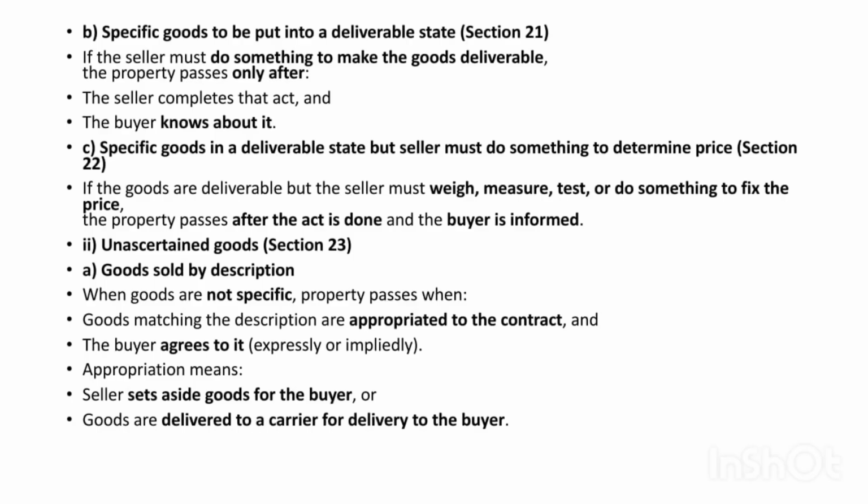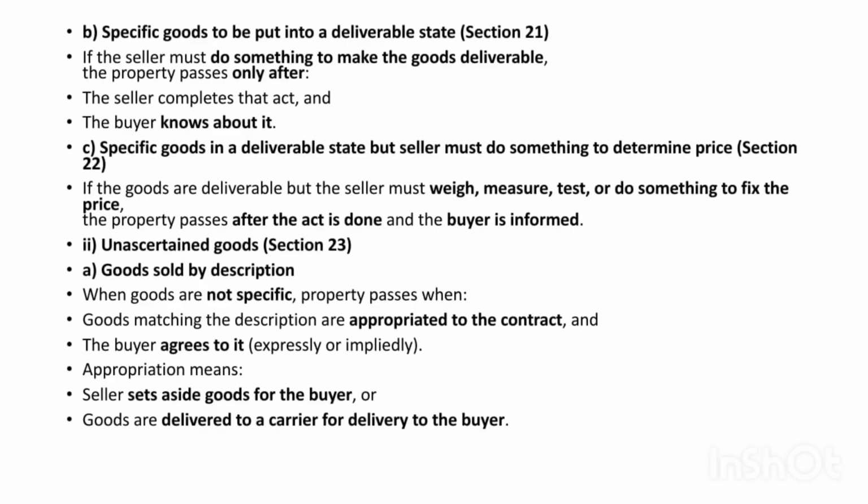Now section 22, the seller must determine the price. Here the goods are already in a deliverable state but the price is not fixed yet. If the goods are deliverable but the seller must weigh, measure, test or do something to fix the price, the property passes after the act is done and the buyer is informed.